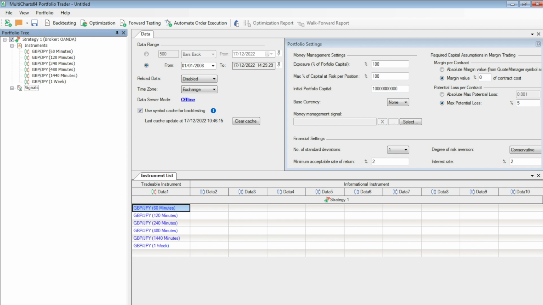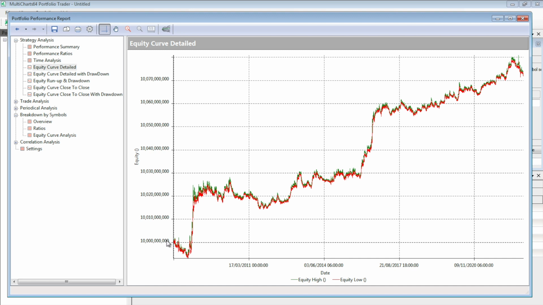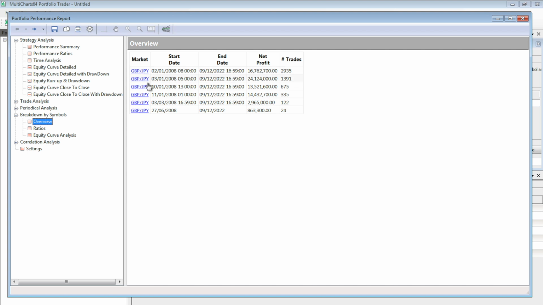So let's look at the performance report. This equity curve here shows the collective performance of all 6 of the time frames, but I'm more interested in looking at them individually. And here they are in a list from 60 minutes right the way through to 1 week, and we can tell that by looking at the number of trades per strategy. Obviously less for the longer time frames. So let's run through and look at the equity curves for each of the time frames.